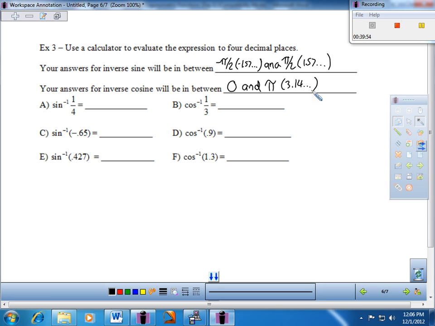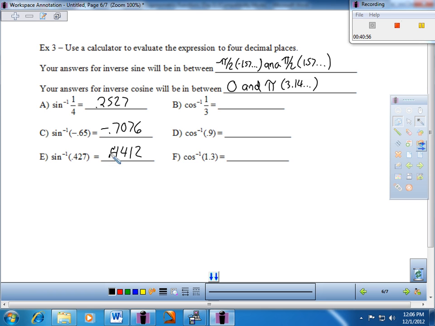All right, so here's what I have. When you do the inverse sine of 1/4, you get a number in between negative pi over 2 and pi over 2. There it is. When you do the inverse sine of negative 0.65, I'm just going to go vertically, I get about this right here. And when I do the inverse sine of 0.427, I get about this. Inverse sine will always give you a number somewhere in between about negative 1.57 and 1.57.